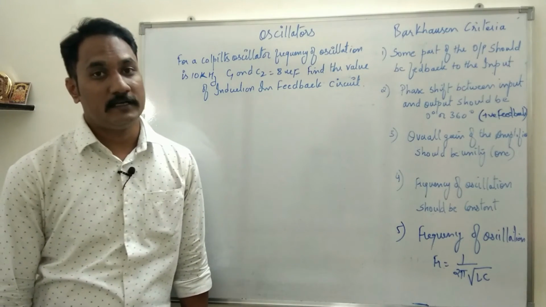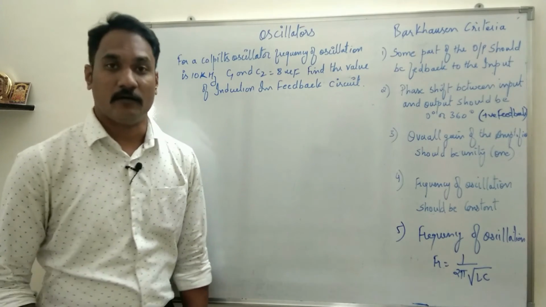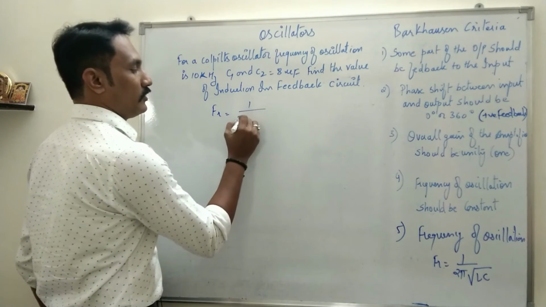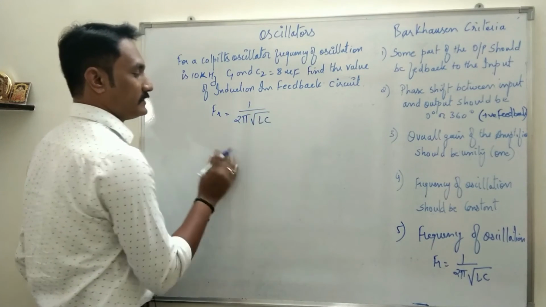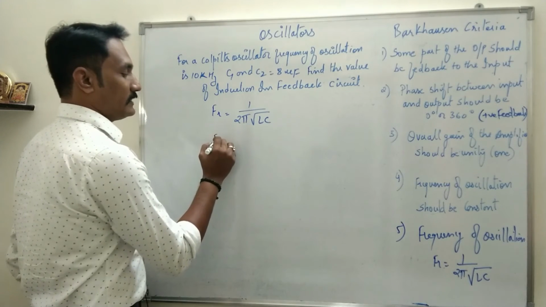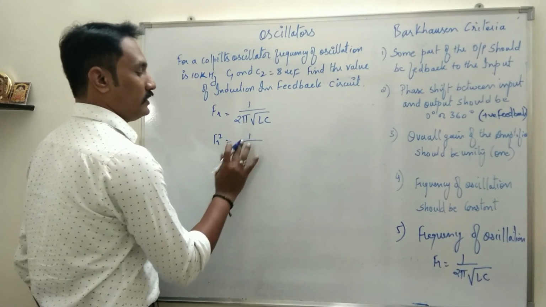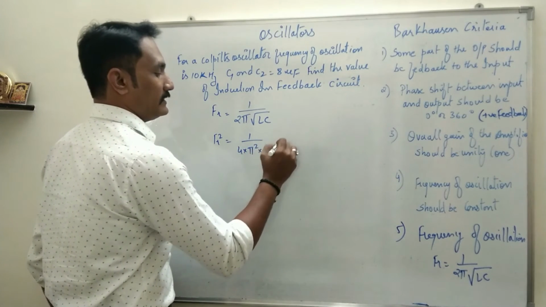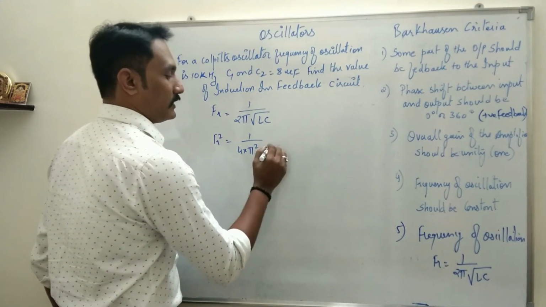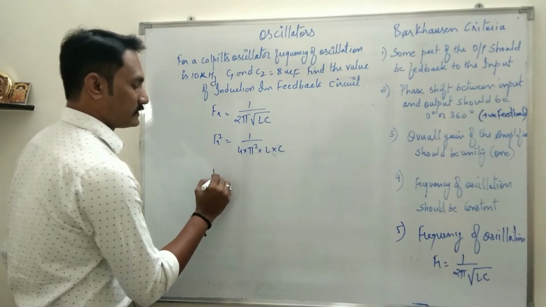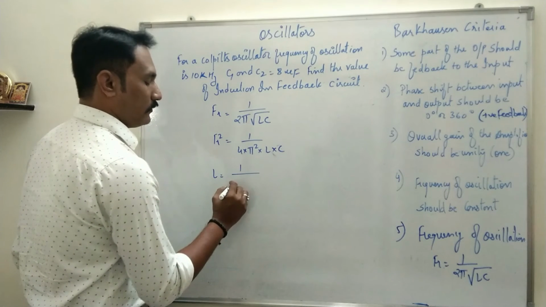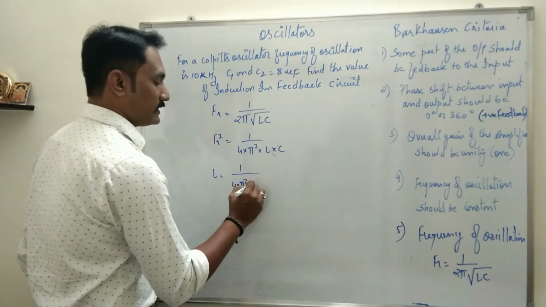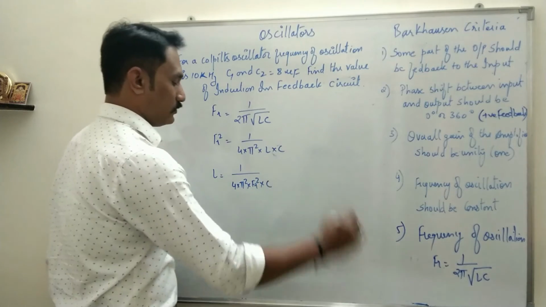That means what we have to calculate is the value of L. First of all, write the output frequency. Frequency FR is equal to 1 upon 2 pi under root of LC. Can I write the same equation as FR square is equal to 1 upon 4 into pi square into LC, that is L multiplied by C, or I can write the equation as L is equal to 1 upon 4 into pi square into FR square into C.